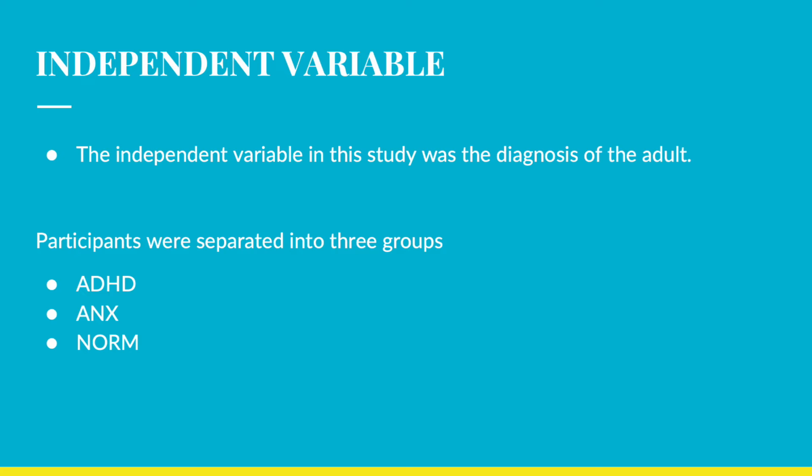The independent variable for this study was the participants' diagnosis, or lack thereof, for the normal group. As mentioned before, participants were separated into three groups: ADHD, anxiety disordered, and normal control adults. In order to classify participants, they were assessed using the Schedule for the Assessment of Conduct, Hyperactivity, Anxiety, Mood, and Psychoactive Substances, known as CHAMPS.